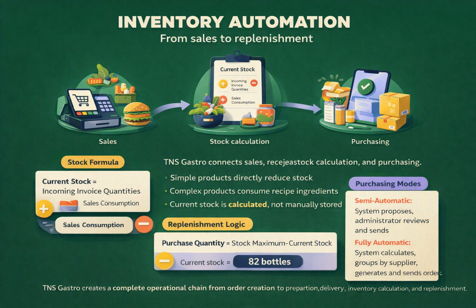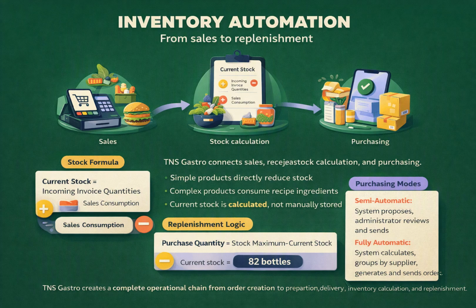Now the inventory management system. TNS Gastro manages both products and ingredients centrally on the level of the TNS partner. The basic assumption is that purchasing is centralized for the entire organization, even if the partner operates multiple restaurants. Simple products such as bottled drinks are managed directly in inventory. Complex products work differently. A complex product consists of 1 or more ingredients defined in a recipe.